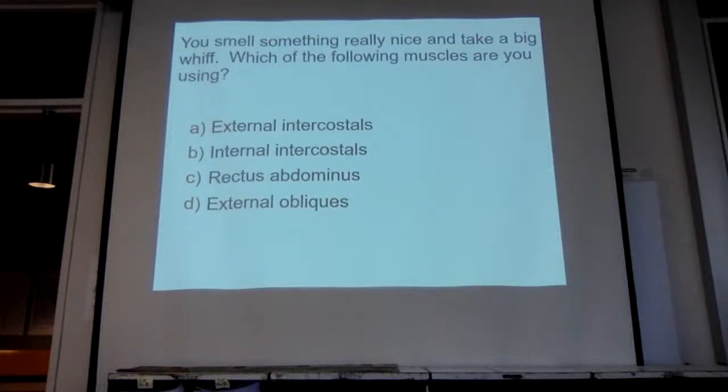Take a minute, real quick. Let's see what you think before we go. Real quick, let's see your hands. 1, 2, 3. Freeze and letter. 1, 2, 3. Hey. Yeah, when you're sniffing in, you're inhaling. External is for inhaling.